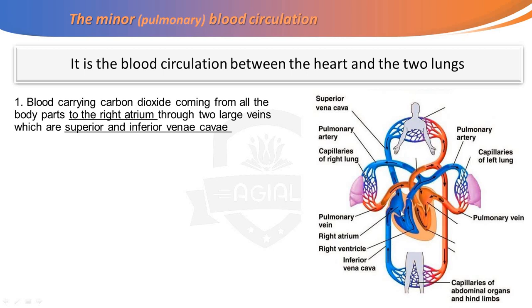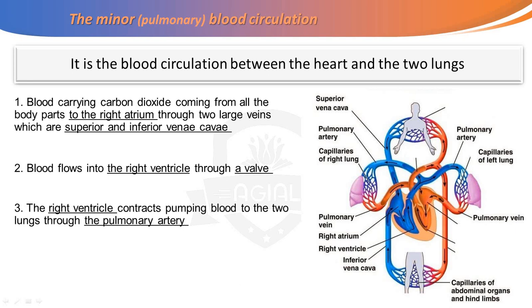Then the blood in the right atrium passes through the valve till it reaches the right ventricle to pass through the pulmonary artery to reach the two lungs. Again, we said that the blood in the right atrium, which is full of carbon dioxide, passes through the valve till it reaches the right ventricle. This right ventricle has blood full of carbon dioxide and passes through the pulmonary artery to reach the two lungs.